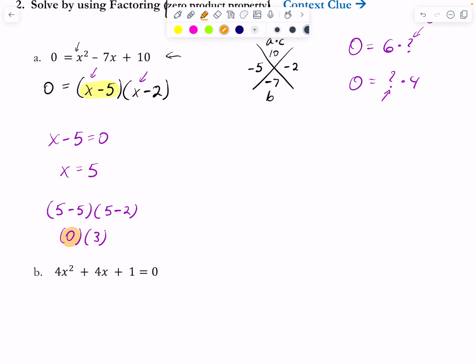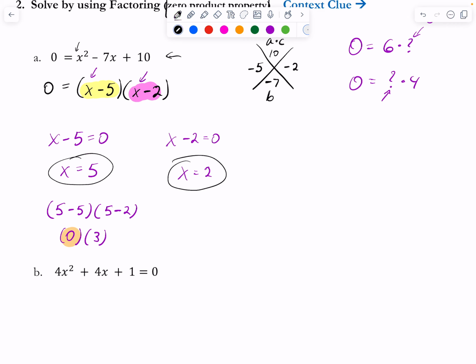So now do the same thing for the other one. Set x minus 2 equal to 0, and you get x equals positive 2. So both of these are going to be my x-intercepts. So if you were to graph it, we have 2, we have 5, so this is going to be our parabola. Again, just a sketch. All right, so that's factoring and then using the zero product property.